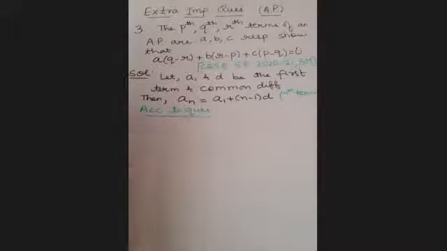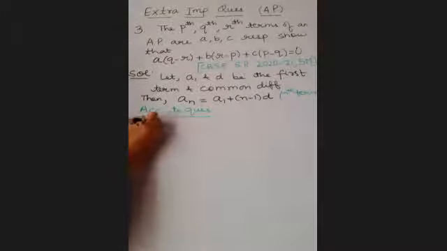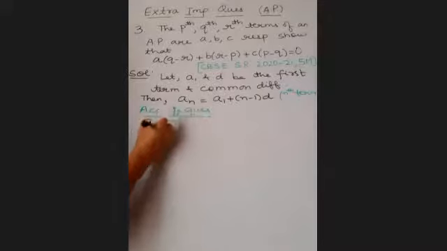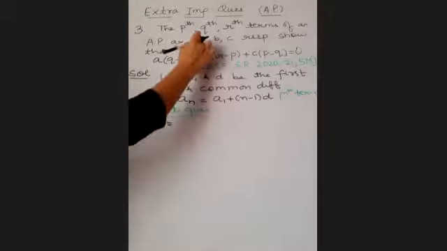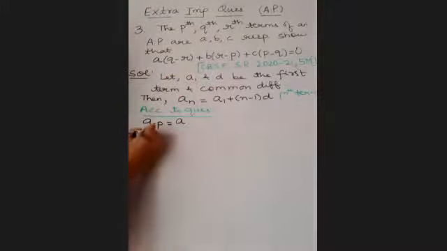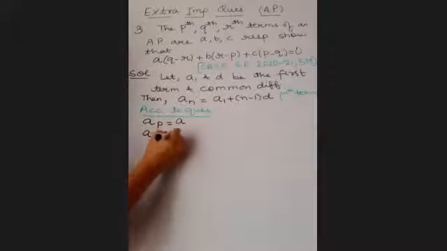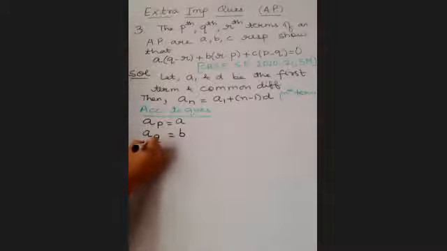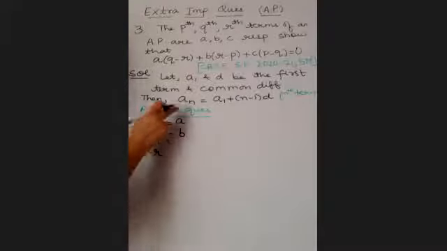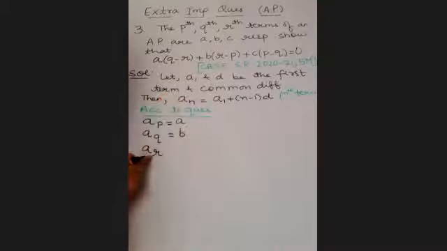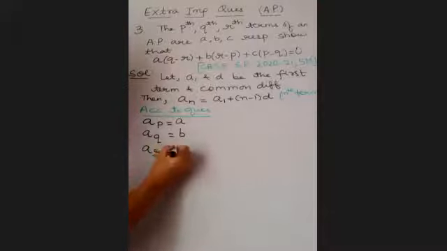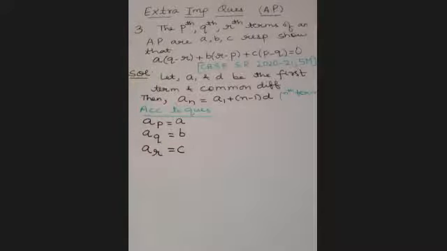What is the pth term? ap is given to be a. The qth term, aq, is given to be b. And the rth term, you don't have to worry, you just have to replace the variable n by r. That is the meaning of the rth term. This is given to be c.